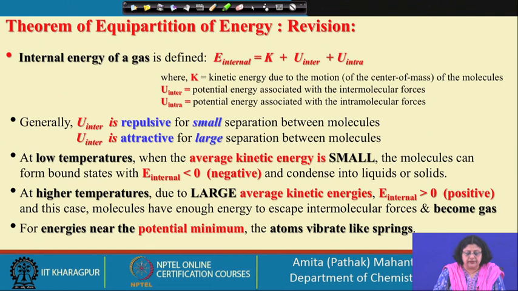How we are talking about the internal energy, the potential energy being in the repulsive mode or in the attractive mode. And then we had seen that at low temperature the average kinetic energy is small, and the internal energy is supposed to be corresponding to a bound state, where the internal energy is negative. At higher temperature the average kinetic energy of the molecules is high, so the internal energy is going to be positive, and this is going to lead to the molecules having enough energy to escape the intermolecular forces to become a gas. And what we were talking about in the last one was the minimum potential energy at the point which we are looking at here.